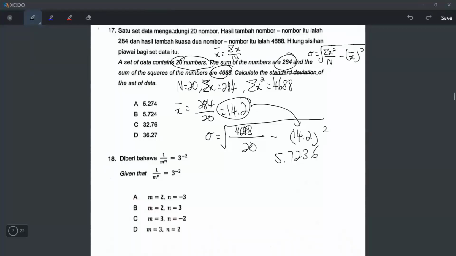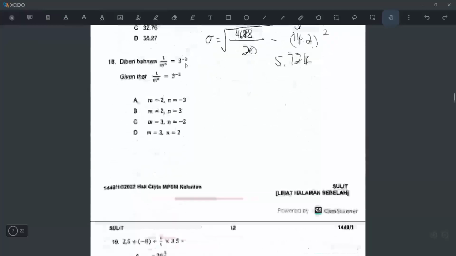5.7236. Okay, actually I will just write 5.724. Okay, because if I write in 4 significant figures, that's the answer. So I think the answer is B, right? Okay, not A, B. B, they write 5.724, it's like that. Okay, so that's the answer.